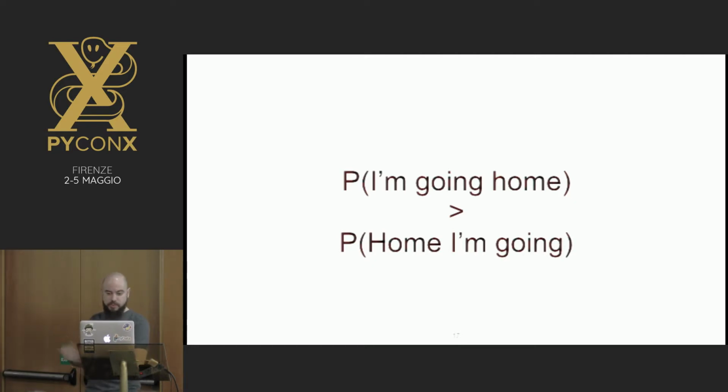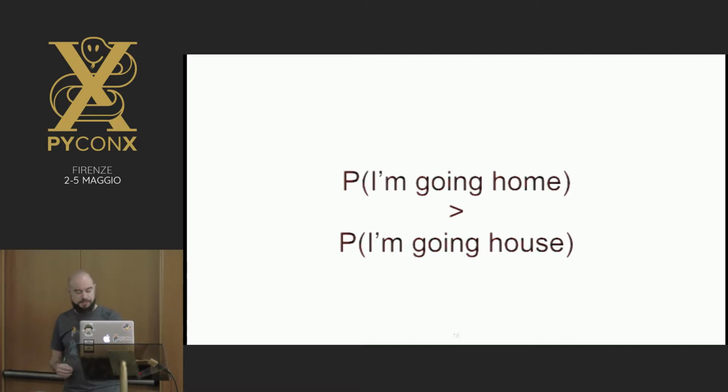So word ordering is something you want to capture, and also word choice. If you think about the Italian word casa, it could be translated into home or house. But again, you say I'm going home. You never say I'm going house. So you want the model to give you a higher probability for I'm going home compared to I'm going house. You would like the model to capture this type of aspect.